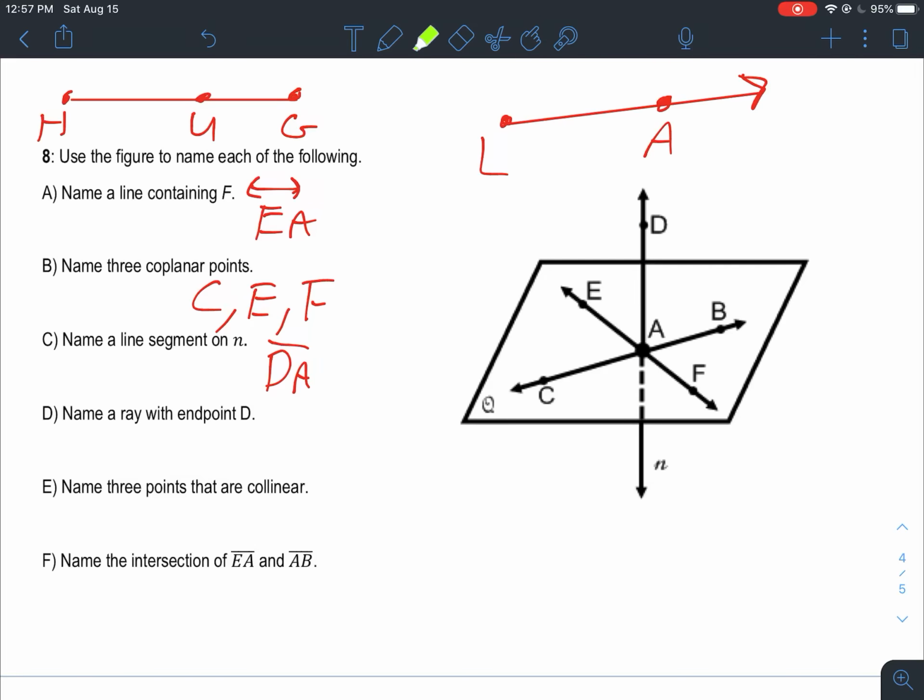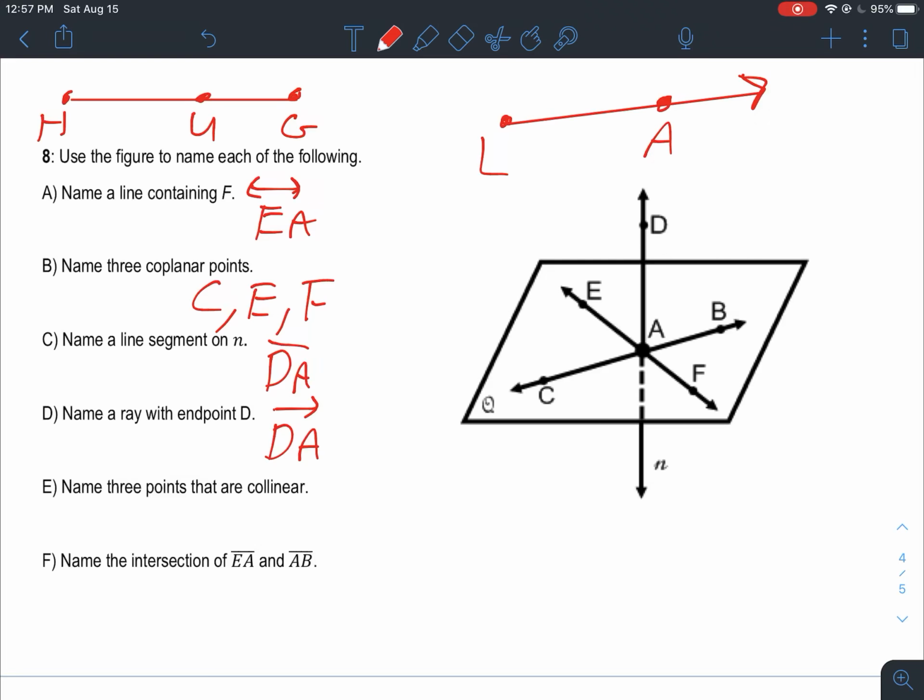Name a ray with endpoint D. Now this one literally only has one answer. Here's the ray that we can write. And the endpoint is D, so it must be DA, but this time it's going to be ray DA. So you've got to put a ray hat on top of it. Big difference between segment DA and ray DA.